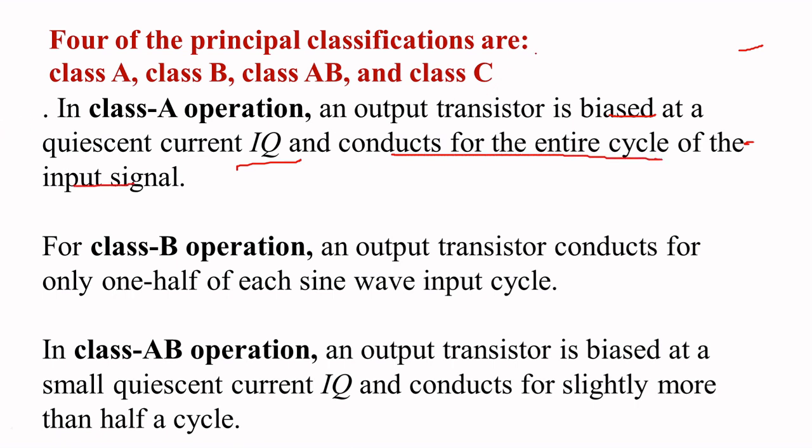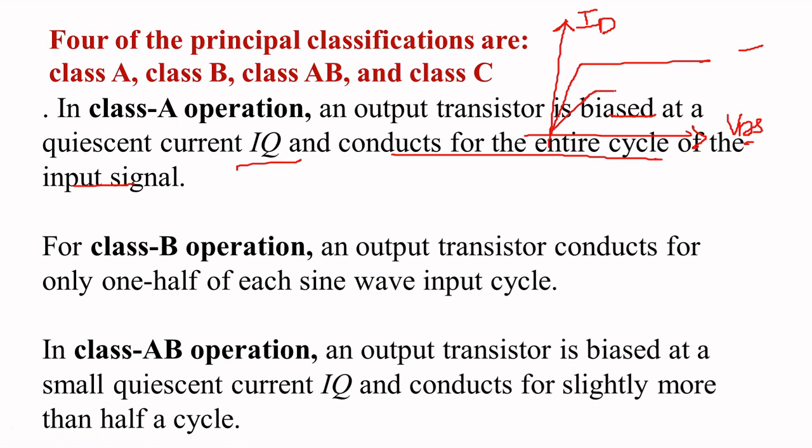So what they're saying is the output of your class A amplifier will be a full, entire cycle of your input signal. That is an amplified version of your input. So that means, consider your MOSFET. So that is an enhancement MOSFET. Your output current will be ID and output voltage will be VDS. So this is your output response, right?